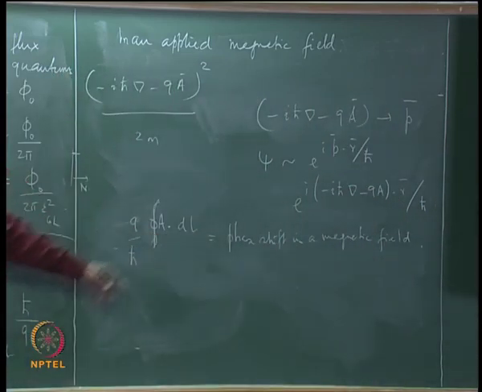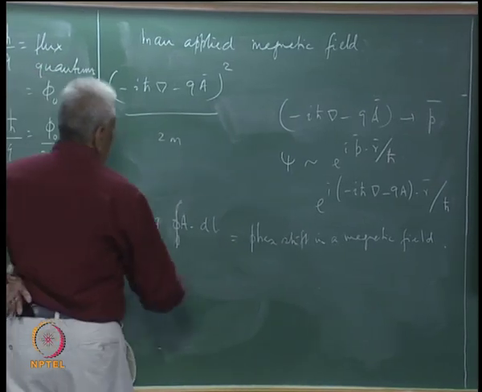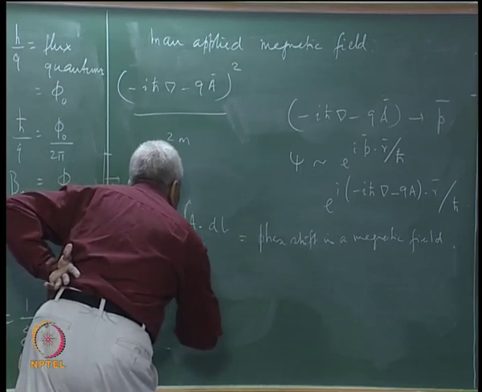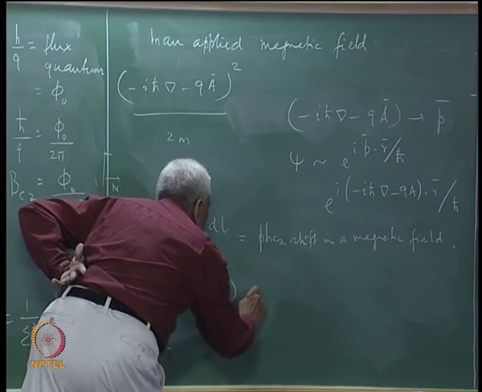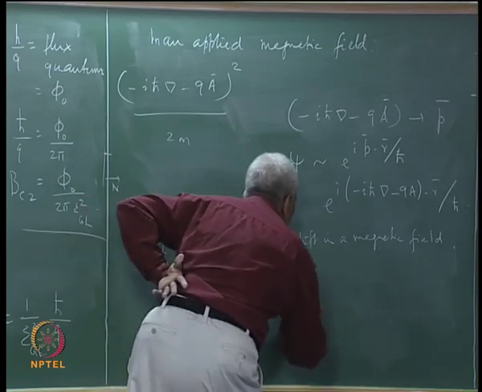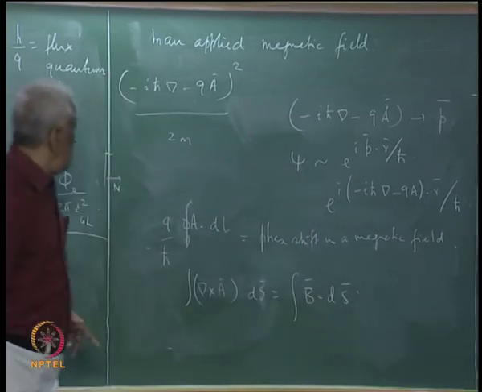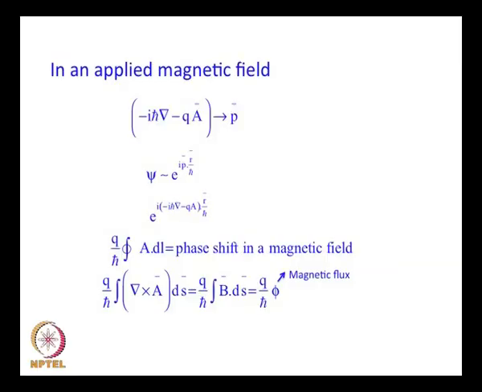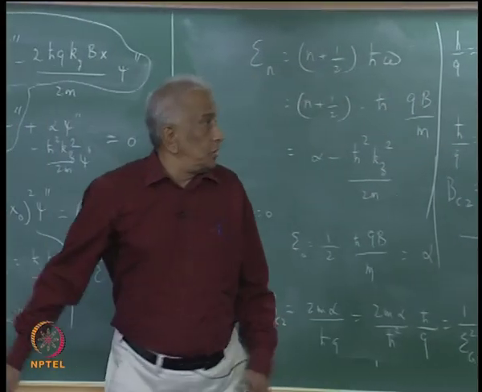And the line integral of A dot dl has a special significance in any system. We can transform it by Stokes theorem into del cross A dot ds, and we know del cross A is B. So, this becomes B dot ds. So, the line integral, so q by h cross, and we know that the line integral of the vector potential is nothing but the surface integral of the magnetic induction by Stokes theorem, and this surface integral is nothing but what we know as the magnetic flux threading the circuit. So, this is the magnetic flux.